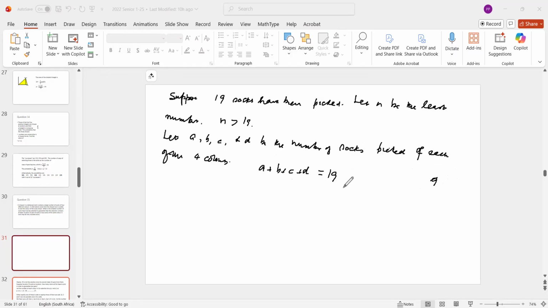Now, okay, so it's all about even and odd values for these. You got 4 numbers which add up to 19. So how many are even and how many are odd? But 19 is an odd number. So you can't have, for instance, all even.